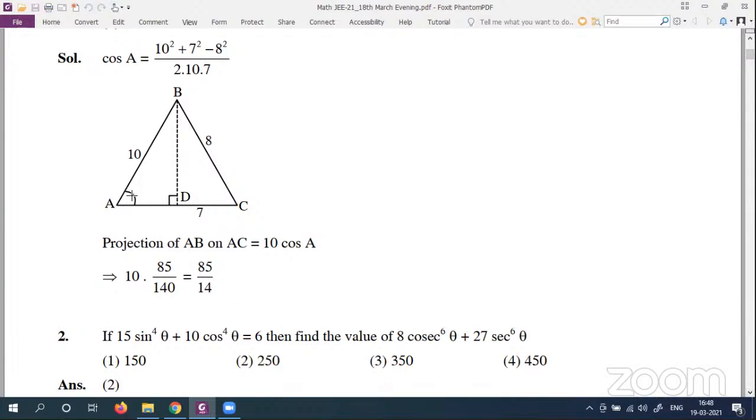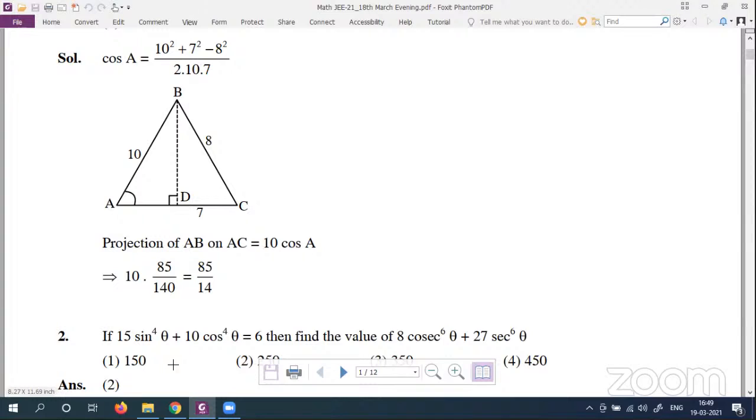we can say that it will become 10 cos A, and we can find the value of cos A using cosine rule. So applying cosine rule, we get the value of cos A as 85 by 140. So simplifying that, the value will be simplified to 85 upon 14. This is how we can solve. Right? Next.